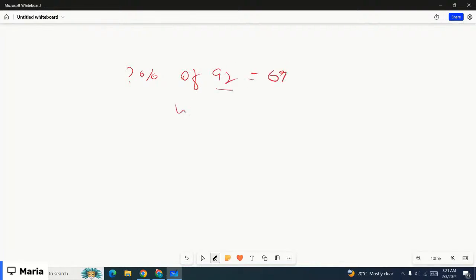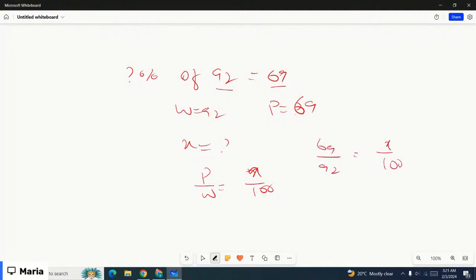So this is the whole, this is the part, right? You have to calculate what percent. So that is part divided by whole equals x over 100. Just substitute the values. Part is 69, whole is 92, and x divided by 100. So x equals 69 times 100 divided by 92.